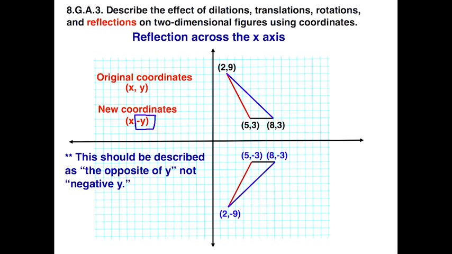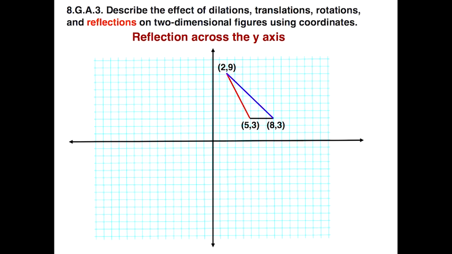Now, notice that this should be described as the opposite of y, not negative y, because that can be very confusing. It's very important here that we not confuse things by saying negative, because it may not in fact be a negative number. We're just talking about the opposite number, the additive inverse, to be more exact. What about reflections across the y-axis? Let's reflect this point across the y-axis, then this vertex, and the third vertex.